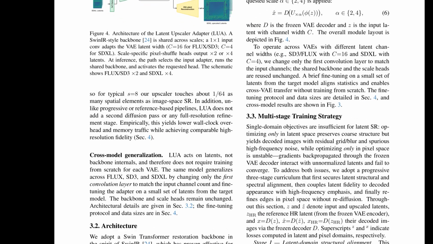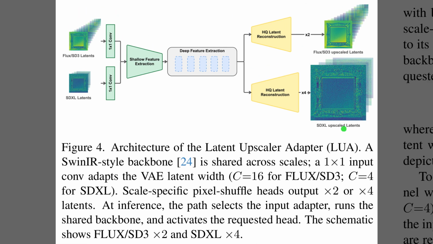So figure 4 explains how the latent upscaler adapter routes latents through one shared brain and then picks a scale head, which makes the system fast and simple. The left blocks adapt to different VAE channel widths with a 1x1 convolution. The center backbone uses a SwinIR-style transformer that extracts features consistently across models. The right heads reconstruct higher resolution latents at 2 times or 4 times. Pixel shuffle here means the model rearranges channels into extra pixels, which yields crisp detail without extra diffusion.